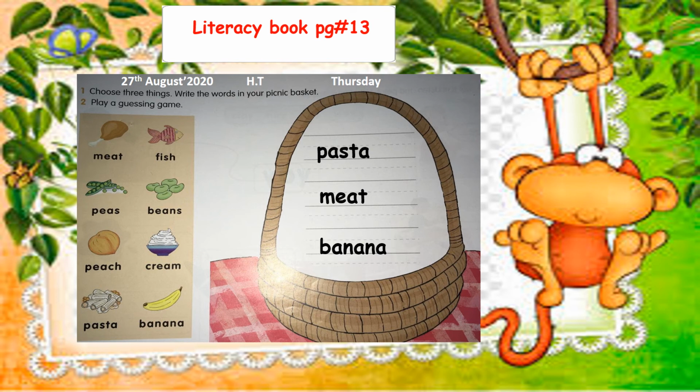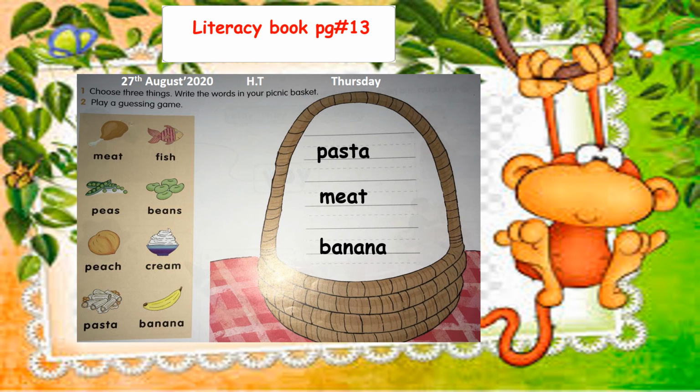Now open literacy book, page number 13. Look at the top of the page and write date 27th August 2020. Then write capital H dot capital T. Then write Thursday. Now look at the top of the page.